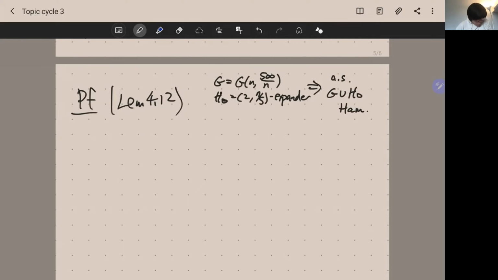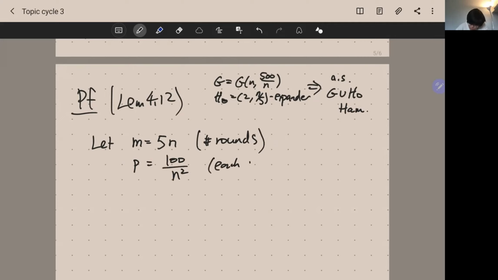So this is what we're going to do. We will sprinkle m rounds, which is linear in n. This is the number of rounds. And each round with probability 100 over n squared. So G(n, 100/n²) has a constant number of edges. Like expectation is 50 edges, right? Each round, something like that.